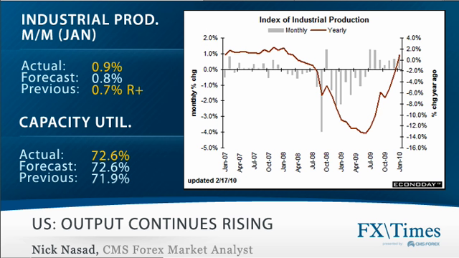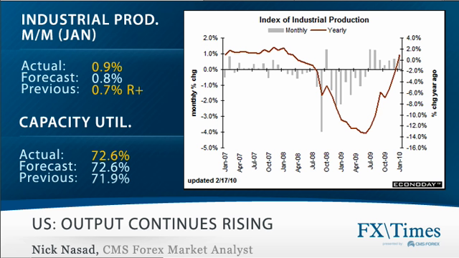We also had industrial production data come out for January, and we had a 0.9% increase over the month from December. That was better than expected, plus we saw December's reading revised slightly upward as well. The capacity utilization rate, or the proportion of factories in use, rose to 72.6%.